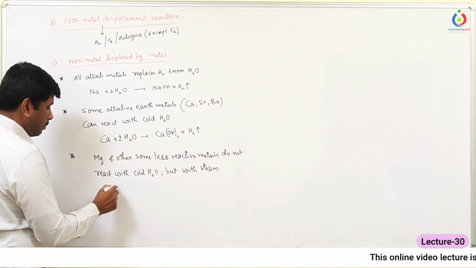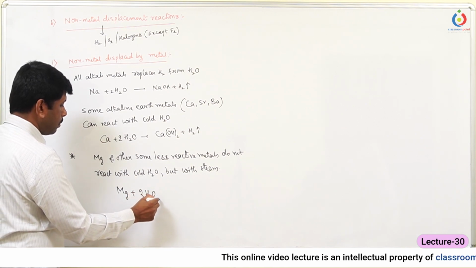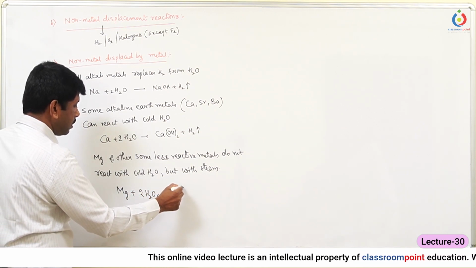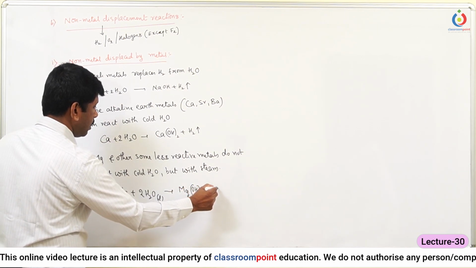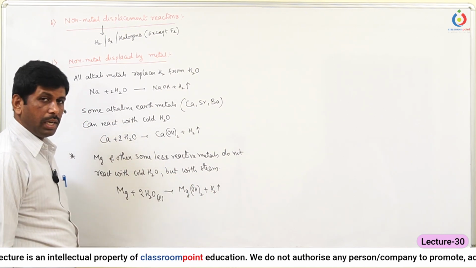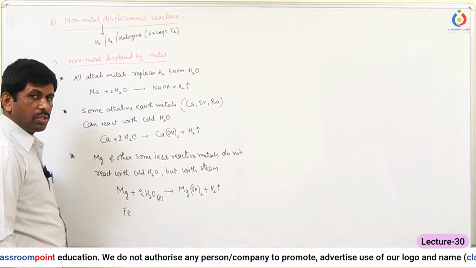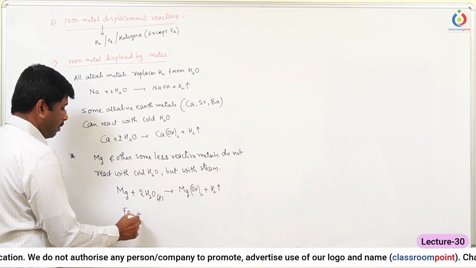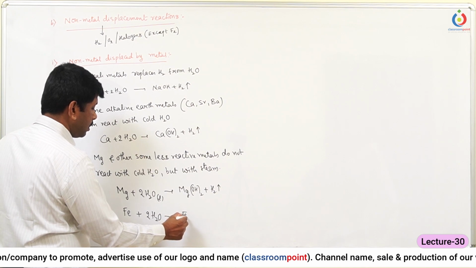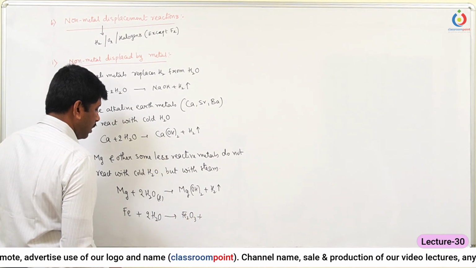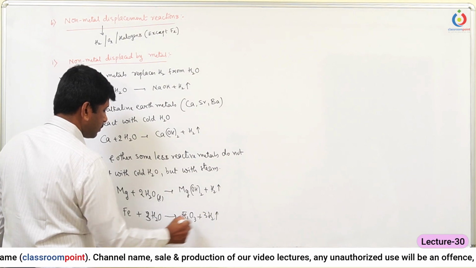They react with the steam. So magnesium with H2O gives magnesium hydroxide, and hydrogen gas is released. Similarly, let us take the iron. Iron is also a less active metal. Iron on reaction with the steam forms Fe2O3 and liberates the hydrogen gas.